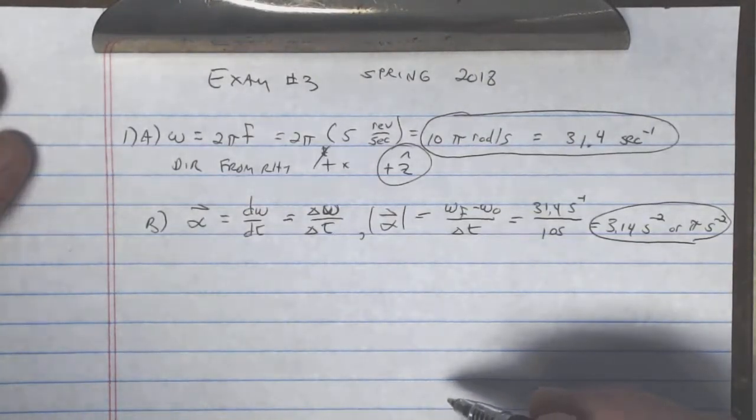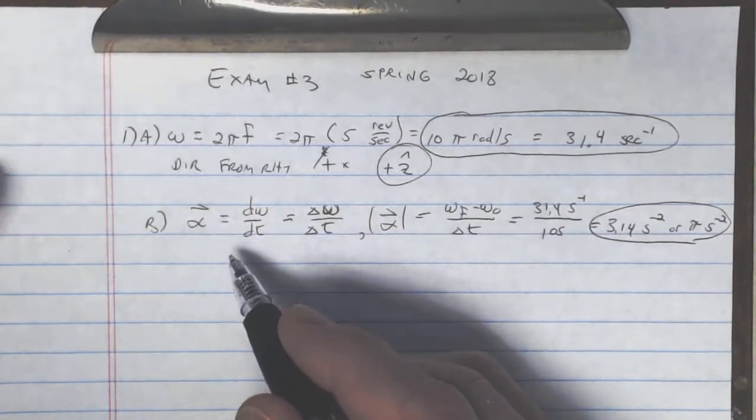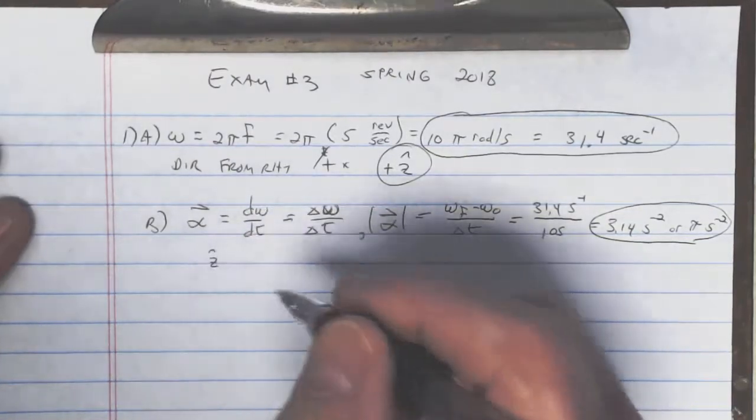Now the next question, or part of this question, is what's the direction of alpha? So let me just draw a side view of the system. This is z hat.